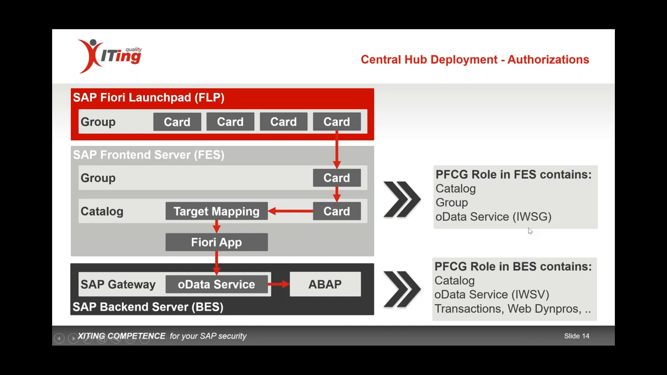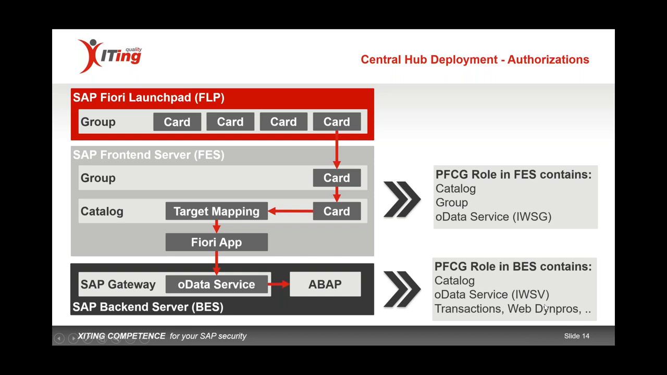Important: on the front end server, I have to authorize the SG that basically allows the end user to see the tile. That's like ST code in ABAP authorization, to some extent. So whether I can run the transaction or not is basically on the front end. And then on the back end, with the IWSV, that's where the business authorizations come into play.